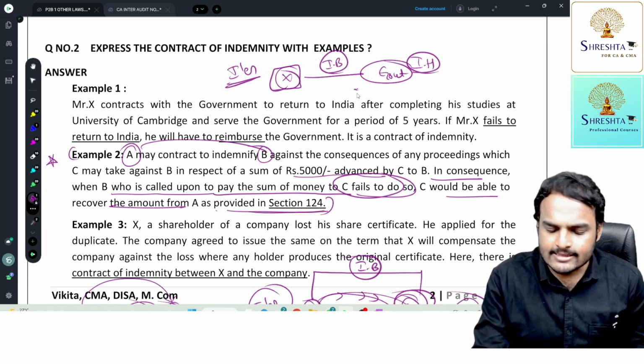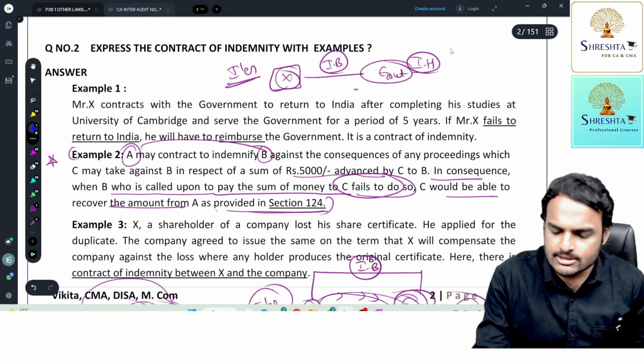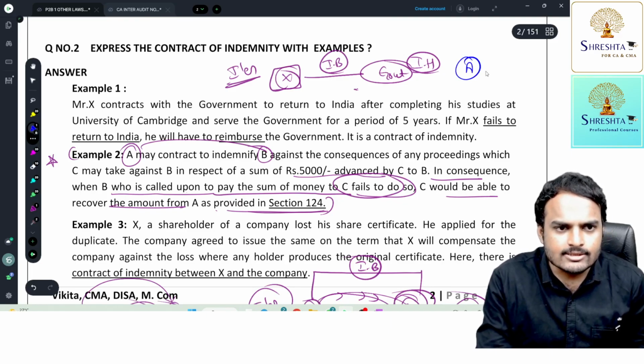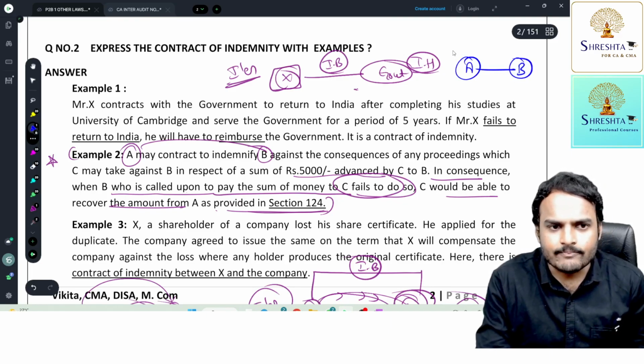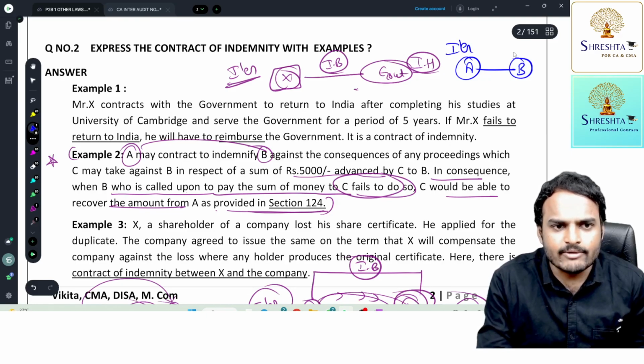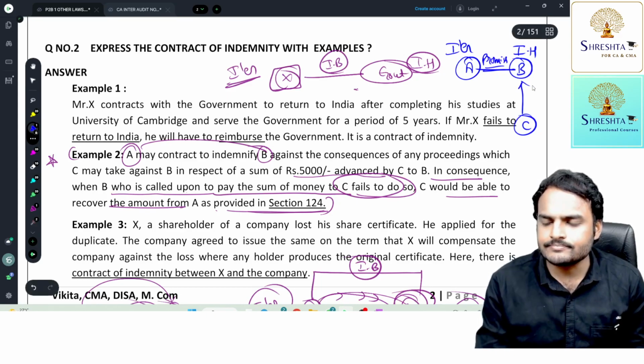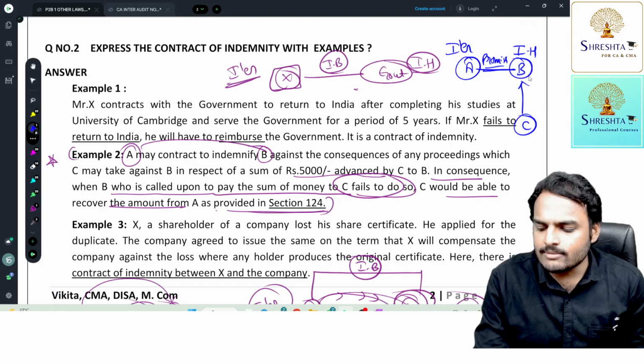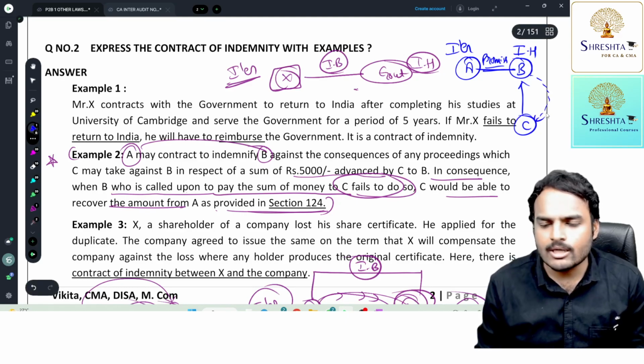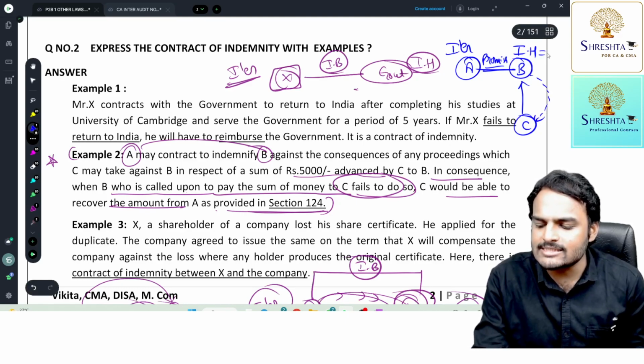See, if you observe this example, I'm changing the color of the pen. There is a contract of indemnity between A and B. A stands in the position of indemnifier, B stands in the position of indemnity holder, and C is some third party. So here the promise is to save B from the loss caused because of C's conduct. The court ordered B to pay the amount to C. Now the indemnity holder's loss becomes certain.